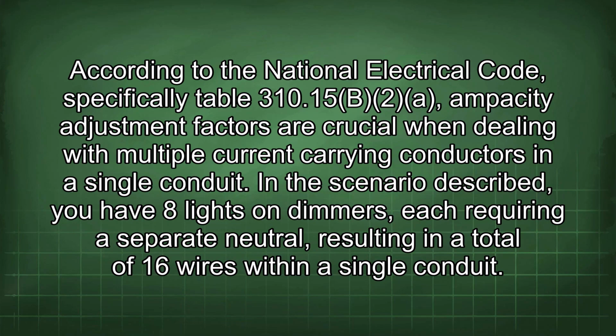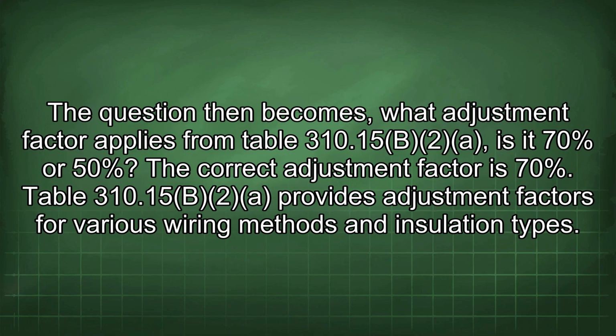According to the National Electrical Code, specifically Table 310.15(B)(2), ampacity adjustment factors are crucial when dealing with multiple current carrying conductors in a single conduit. In the scenario described, you have 8 lights on dimmers, each requiring a separate neutral, resulting in a total of 16 wires within a single conduit. The question then becomes, what adjustment factor applies from Table 310.15(B)(2)? Is it 70% or 50%? The correct adjustment factor is 70%.